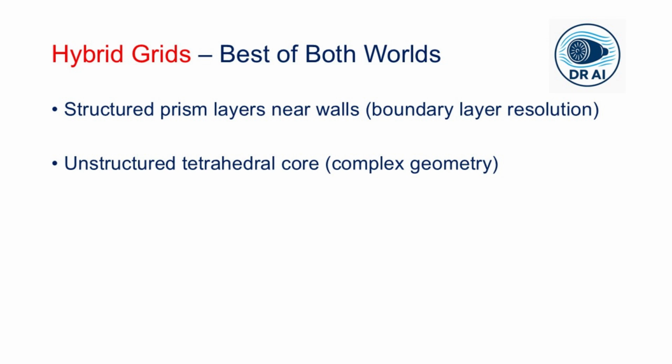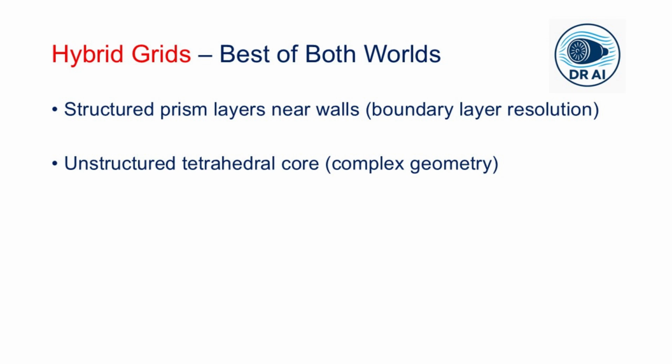A classic example includes the near walls, where boundary layers have very strong gradients. We will use prism layers, structured layers of high aspect ratio hexahedra or prisms grown from the wall surface. The rest of the domain is filled with tetrahedra.